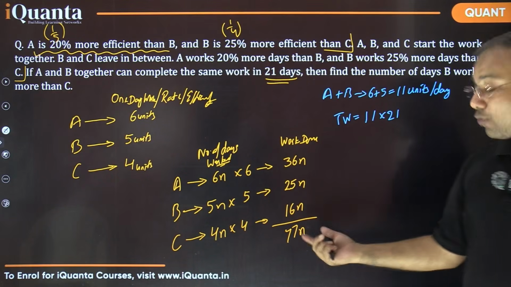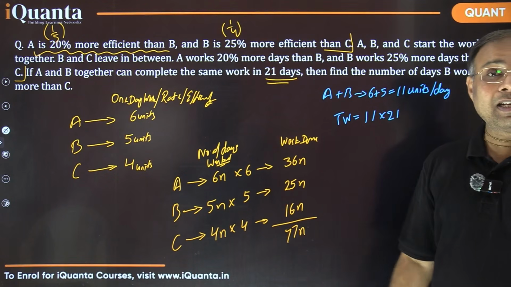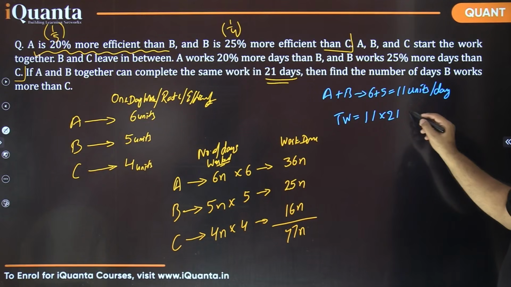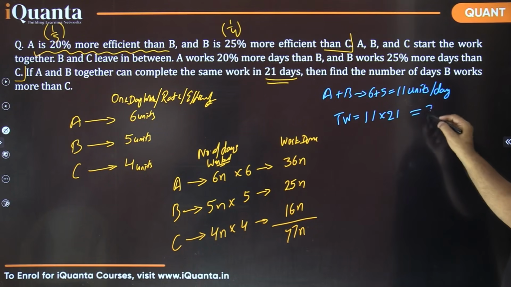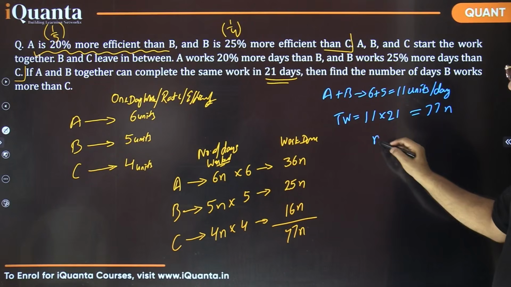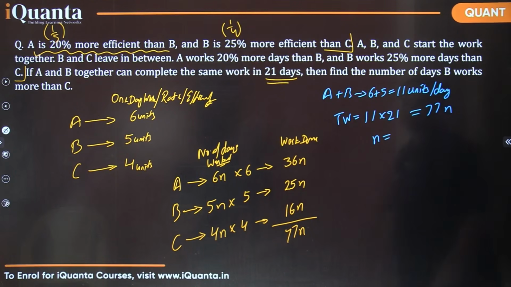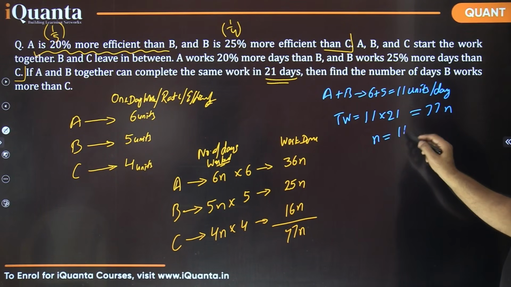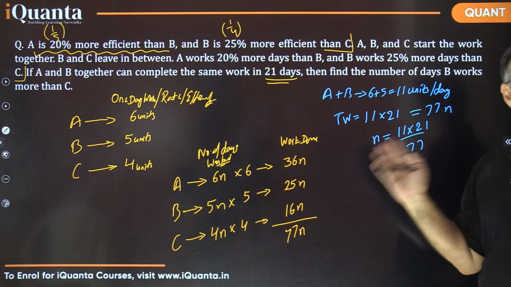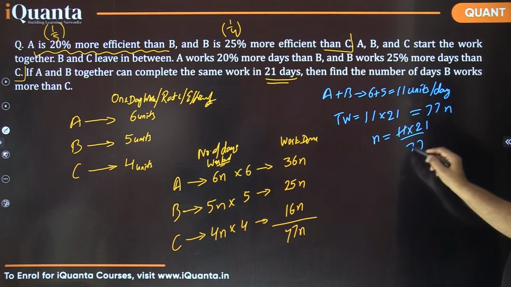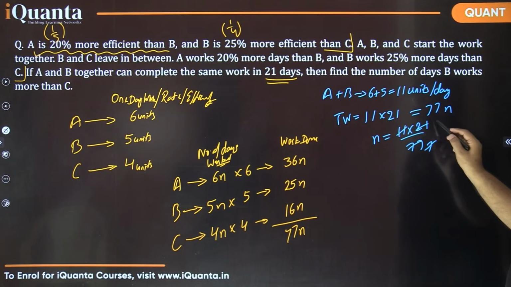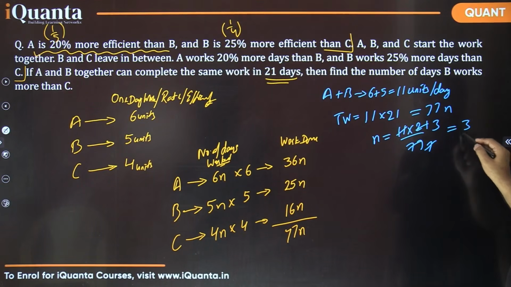And we have just figured out what is the total work. It is 77n, right? So let's equate the two. Let's equate that to 77n. So from here we can easily calculate the value of n, which we had taken as a variable here. So it comes out to be 11 times 21 divided by 77. I'm not multiplying it. Why? Because we need to cancel it. All right. So 11 7s are 77 and 7 3s are 21. The value of n comes out to be 3.